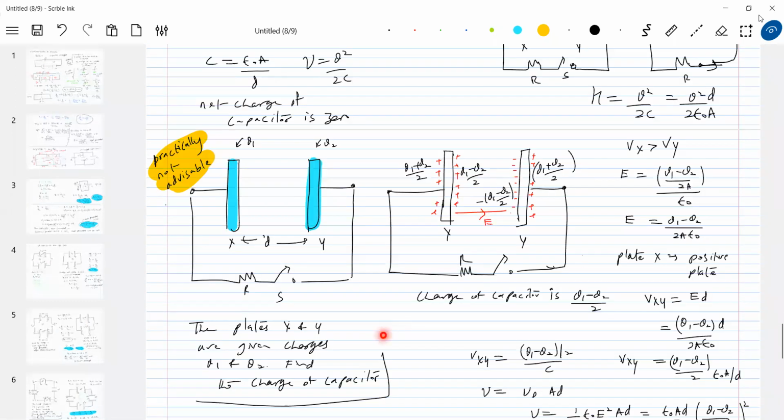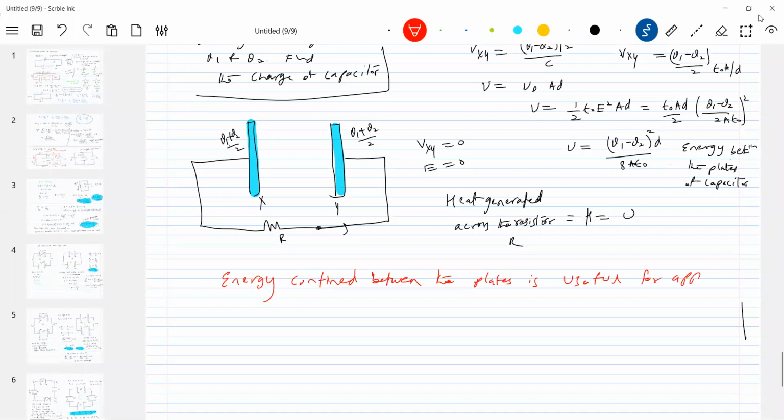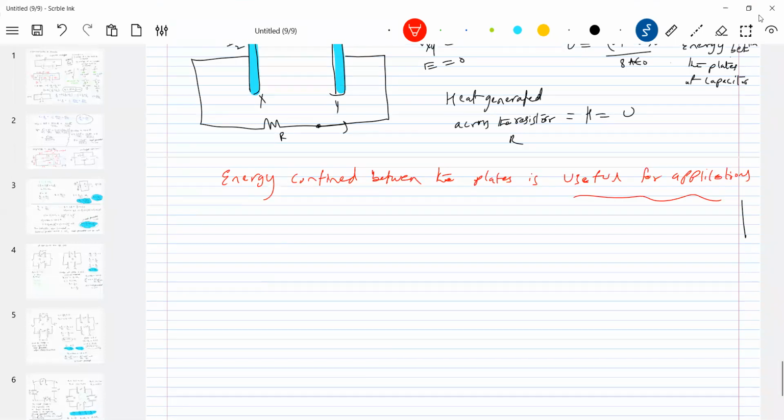So which energy is useful for application? Energy between the plates. So I'll write a very powerful statement: energy confined between the plates is useful for application. That's why the role of the battery has come into the picture. Now, here, let's take some numericals based on this.